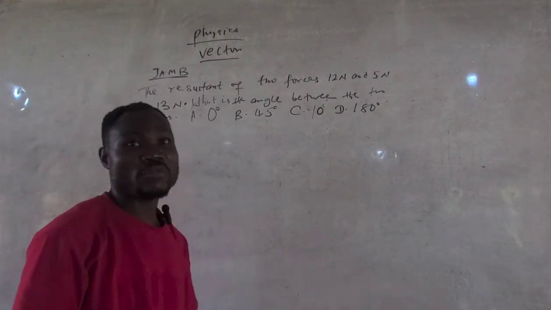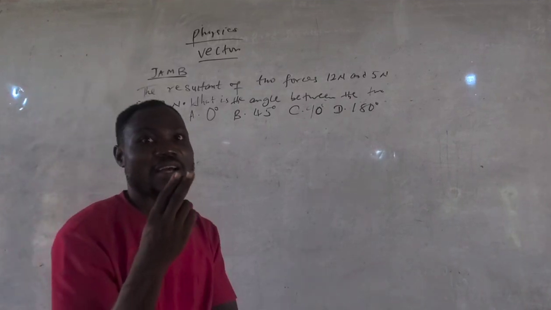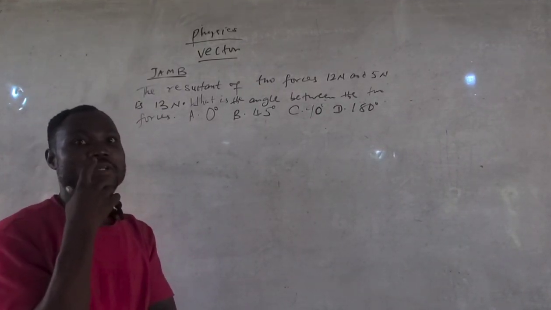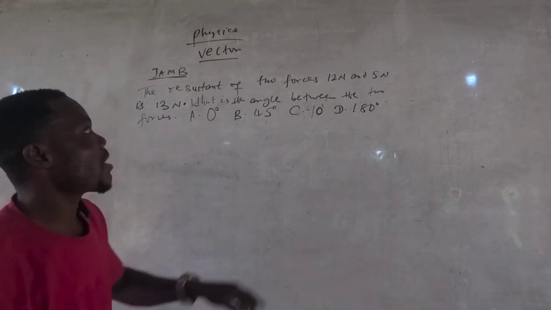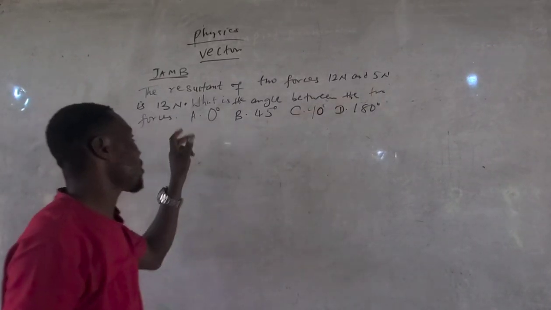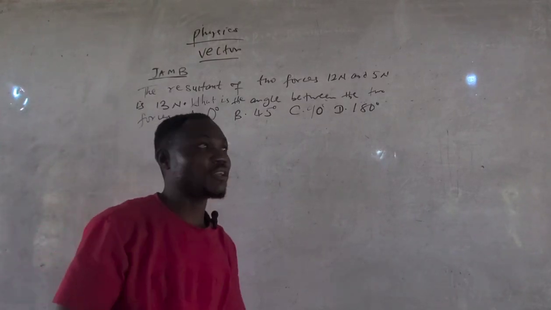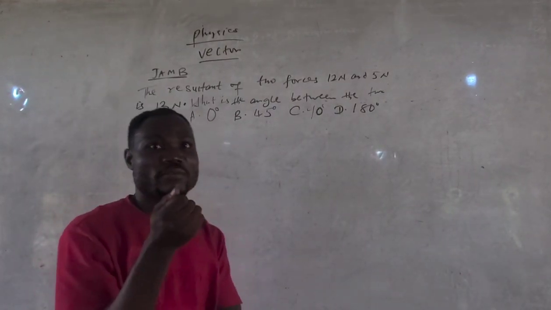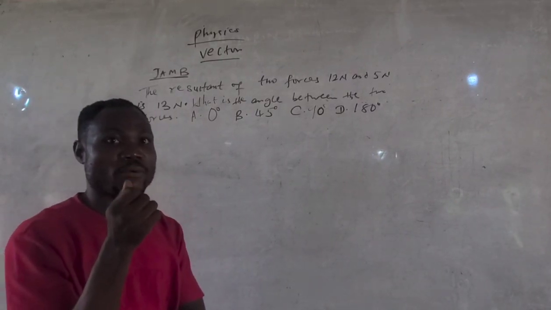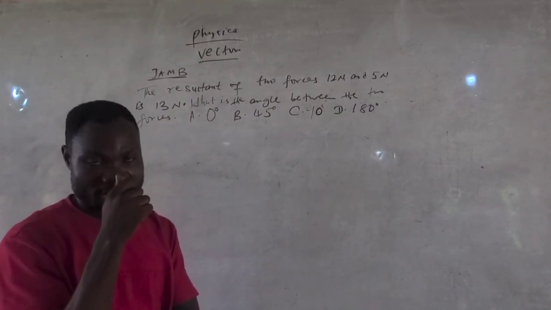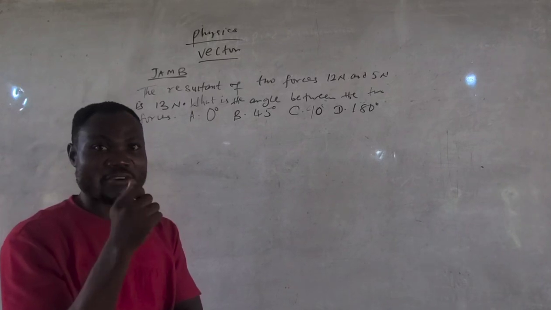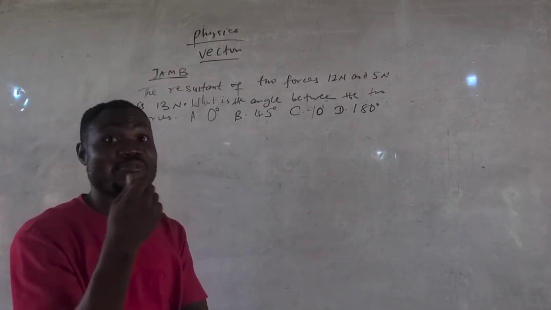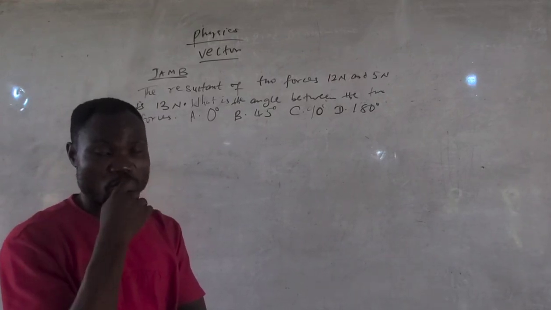Now, this question you can solve in two ways, either by inspection or by using a formula. By inspection, we mean that since we have the two forces and their resultant, we have to check if they form a Pythagoras triple. If they form a Pythagoras triple, then the angle between them is 90 degrees. But if they don't, it means the angle is not 90 degrees, and then we have to solve using the formula, the cosine rule.